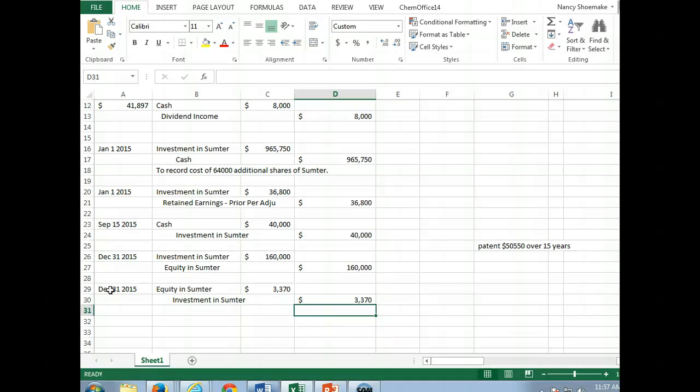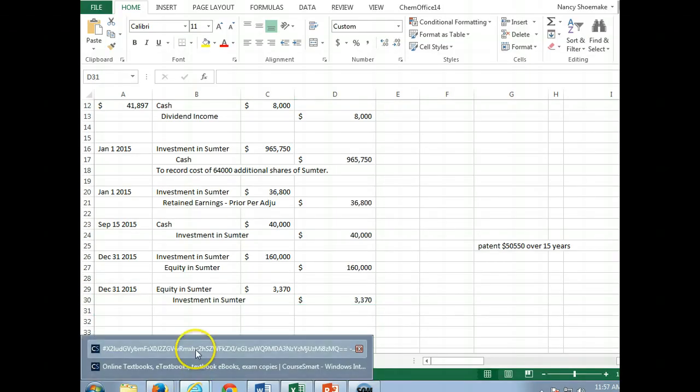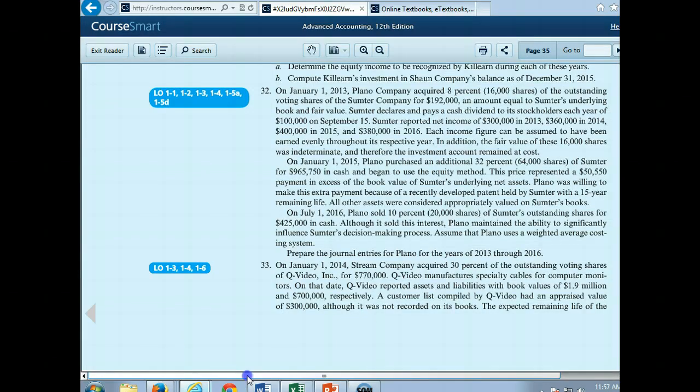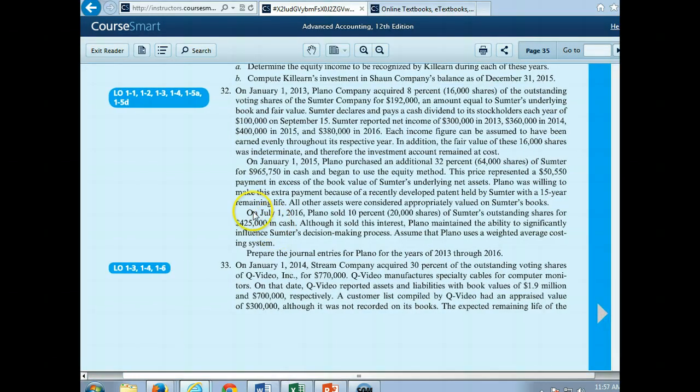Okay? Now in 2016, we sold it, in the very middle of the year, on July 1st, 2016. We sold it for $425,000 cash. But before we sell it, we're going to need to accrue our investment and accrue the patent piece, so we know exactly what our asset has and can show any gain or loss.